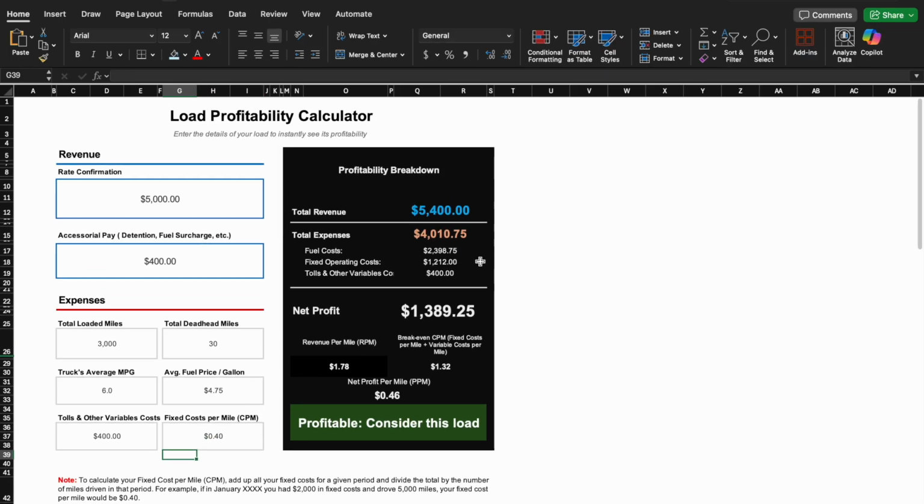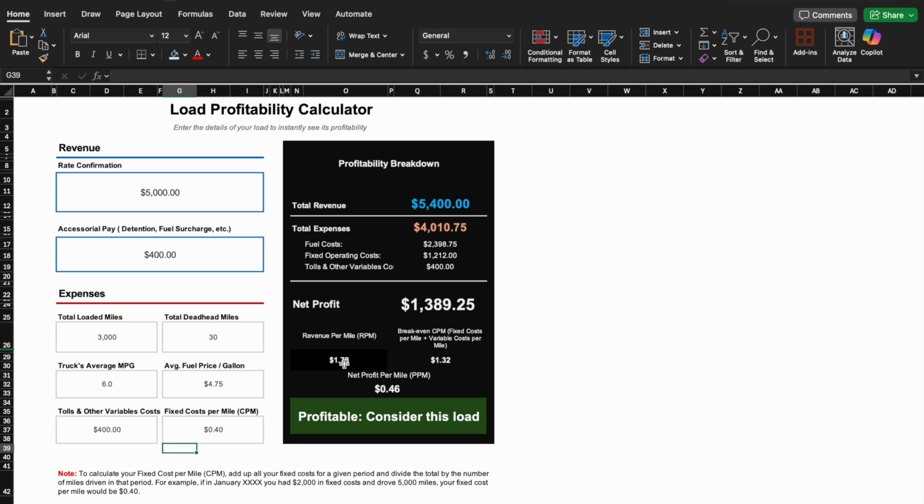And then you can see here right away, if you just have one load to consider, having input all this data, whether you get a profit from this load or not. And see, when it's profitable, it turns green and it says profitable, consider this load. Let's say you have less revenue, maybe $3,000. You can see if you have less revenue and your expenses are higher, it's going to say it's not profitable, and you can see how it's calculating out here. It tells you the revenue, the fuel costs that you need to expense for this trip, your fixed operating cost, and then your tolls and other variable costs, right?